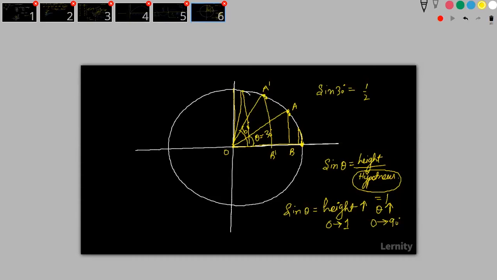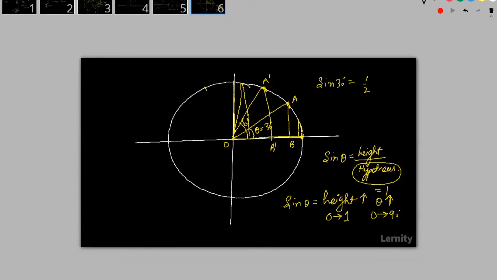Now see. Again, when I am moving in this direction, if I am taking a point here, suppose the total angle is 120 degrees. I have told you how to find the value of sine theta, to find the reference angle. When I find the reference angle, see, from here the height was 1. Now when I am decreasing, the height will go from 1 to 0.